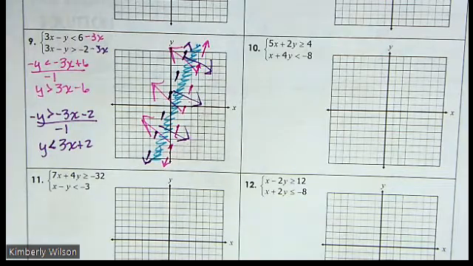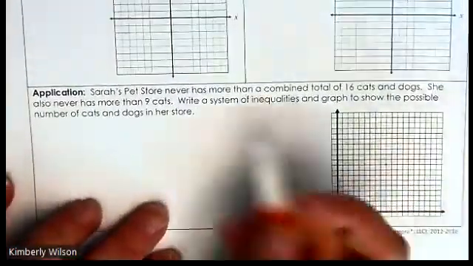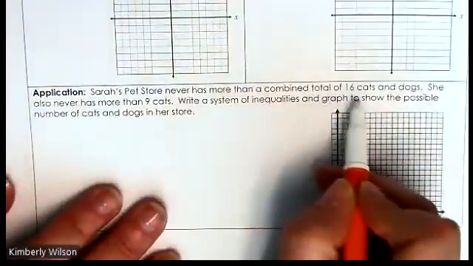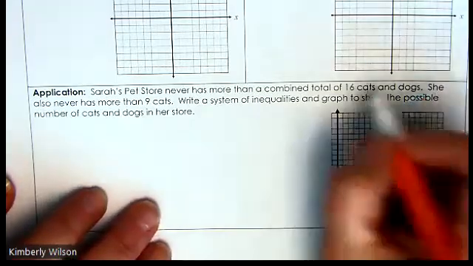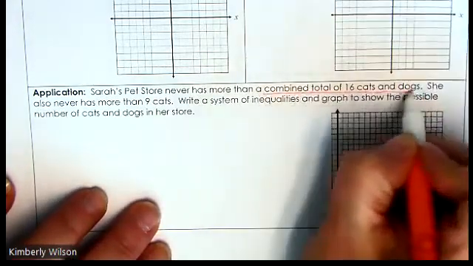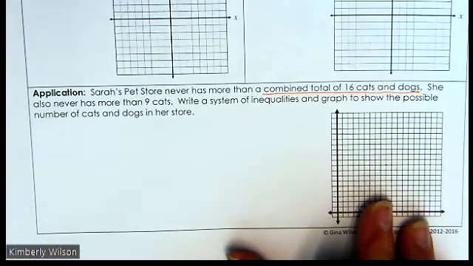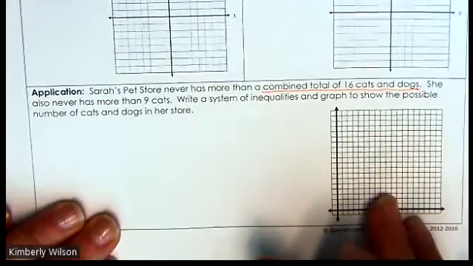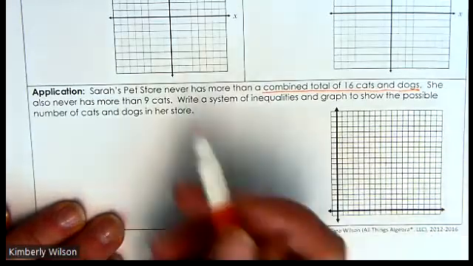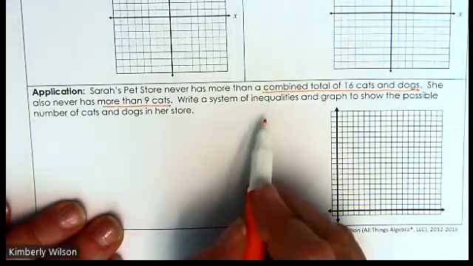All right, let's look at the application problem now. Okay. Sarah's pet store never has more than a combined total of 16 cats and dogs. Okay, so we've got a combined total of 16 cats and dogs. Can I have a negative amount of dogs and cats? Remember that. Okay, that's why we only have one quadrant on the graph. She also never has more than 9 cats. Write a system of inequalities.